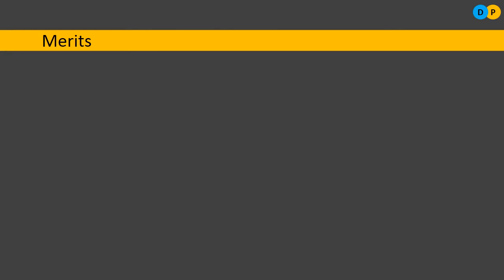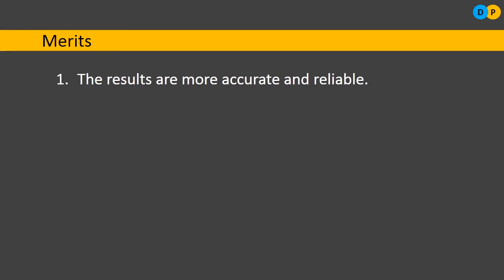So the first merit of census is that the results are more accurate and reliable. Why? Because we will be meeting each and every unit. We get the data first-hand from each and every unit, so the data will be of much more accuracy, and also reliable.